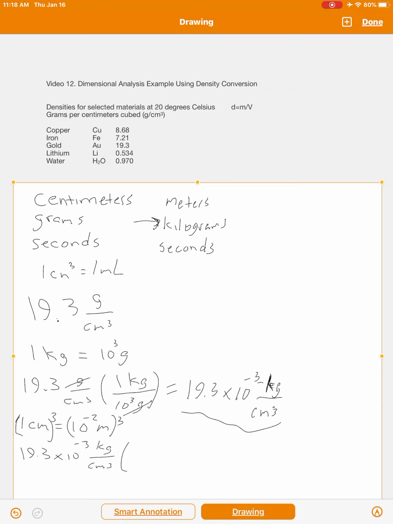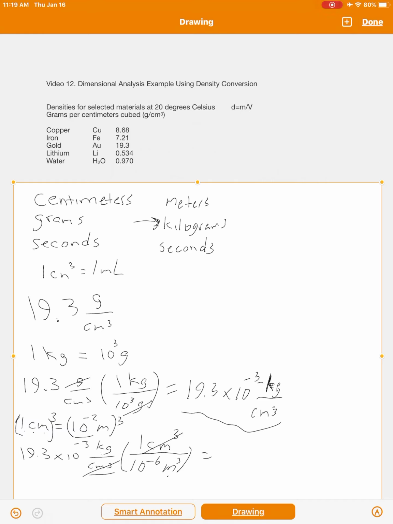So now, which do we want? Well, we want to get rid of centimeters cubed, which is in the denominator down here, so we got to put it in the numerator up here. Now, 1 centimeter cubed is a centimeter cubed, because 1 cubed is 1. However, on the right side here, 10 to the minus 2 cubed is not 10 to the minus 2, it's 10 to the minus 6. So this is 10 to the minus 6. And then meters cubed is just meters cubed. Now our centimeters cubed cancel, and now we've got kilograms per meter cubed.